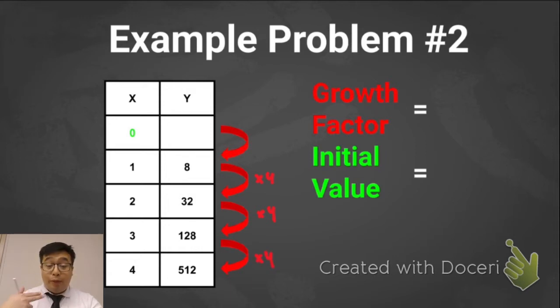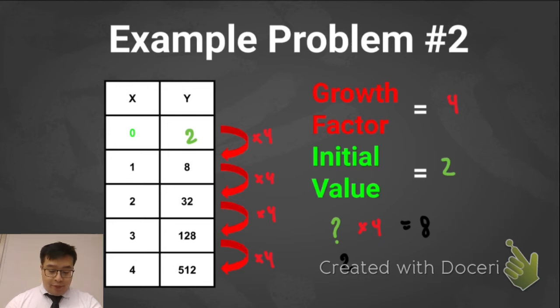So since I know we're multiplying by 4, I know that this jump from 0 to 1 is also going to be a times 4 jump. So what number times 4 is going to bring me up to 8? Or let me write that down. What initial value, if I multiply it by my growth factor times 4, is going to fit the pattern and bring me up to 8? All right, and the answer to that is going to be 2, because 2 times 4 equals 8. So I know that my initial value, my starting point, is going to be 2, because that fits the pattern. All right, let's go and try the next one.